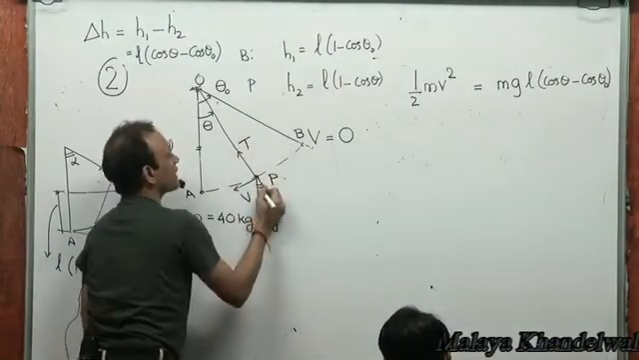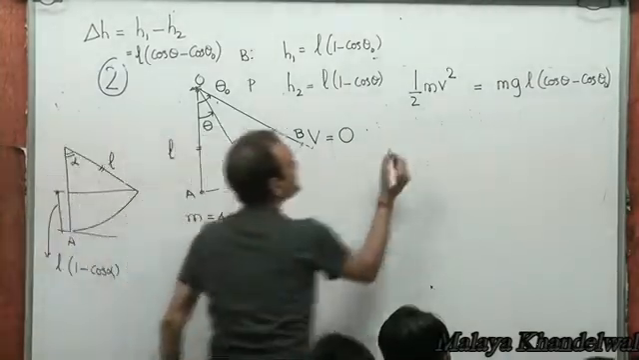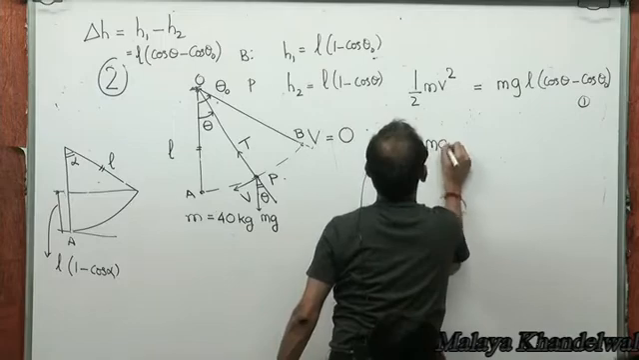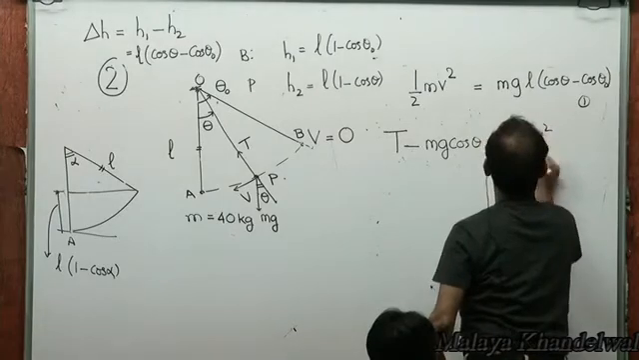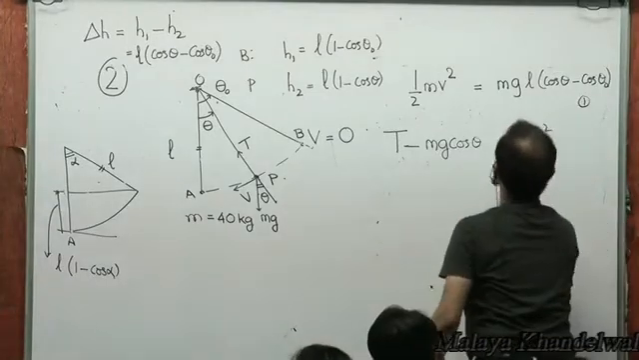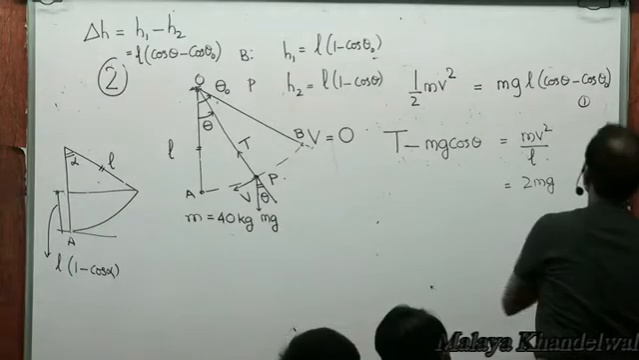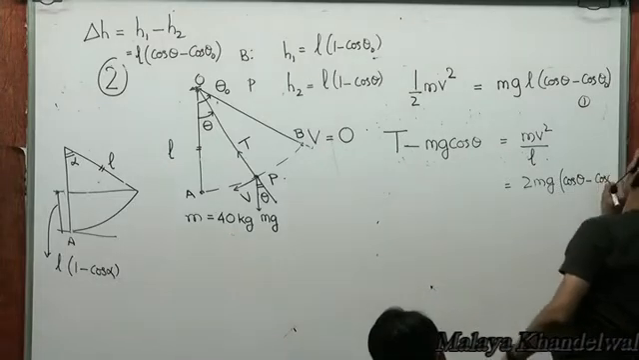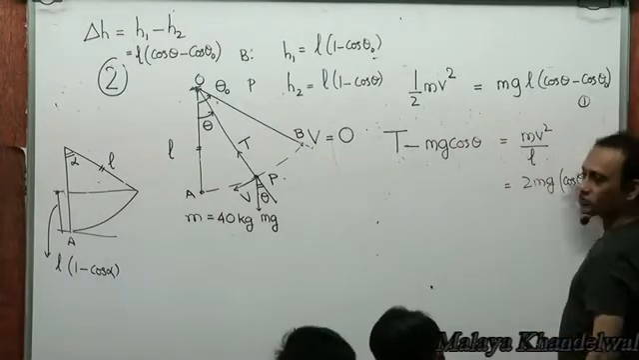T is the tension. This angle is theta. Like before, T minus mg cos theta would be mv squared by L, right? So this is energy conservation, force equation, centripetal equation. T minus mg cos theta is mv squared by L, right? mv squared by L, as you can see, is 2 mg into cos theta minus cos theta naught. Yes or no?